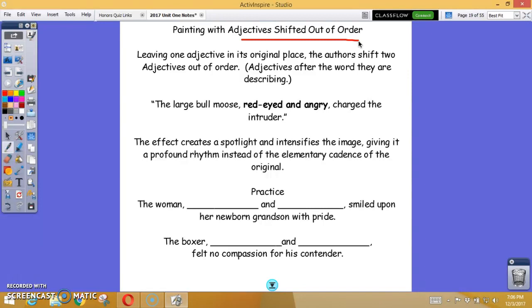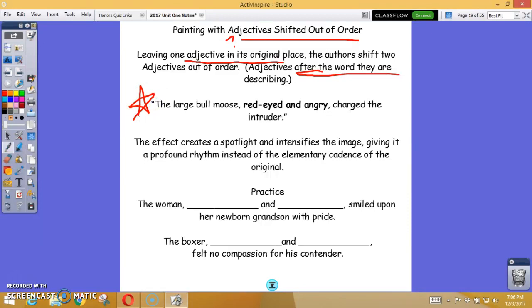But as far as this technique is concerned, the whole idea is you're leaving one adjective in its original place. This part could actually be optional, so it's kind of up to you. But the authors shift two adjectives out of order, okay? So the adjectives will then move after the word they are describing. This is not the common construction in our language, and that's what makes this whole thing significant. So here's an example of what I'm talking about.